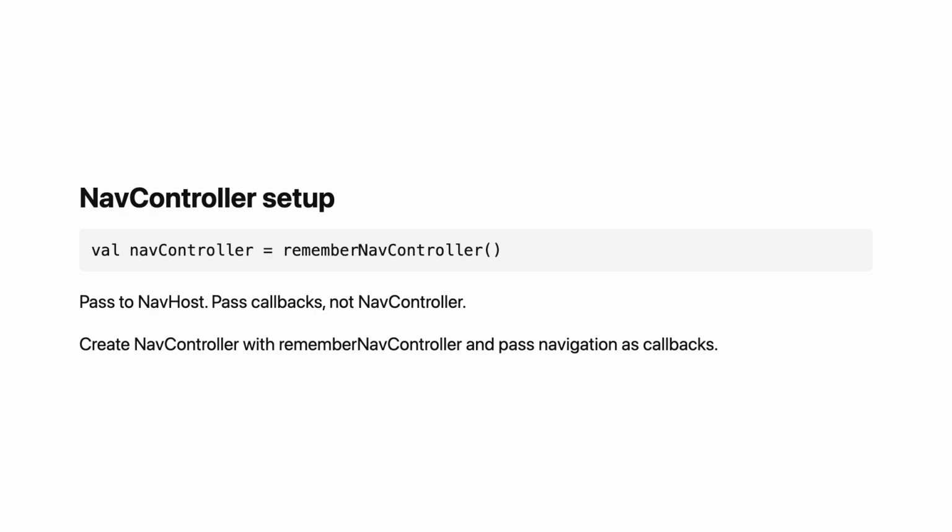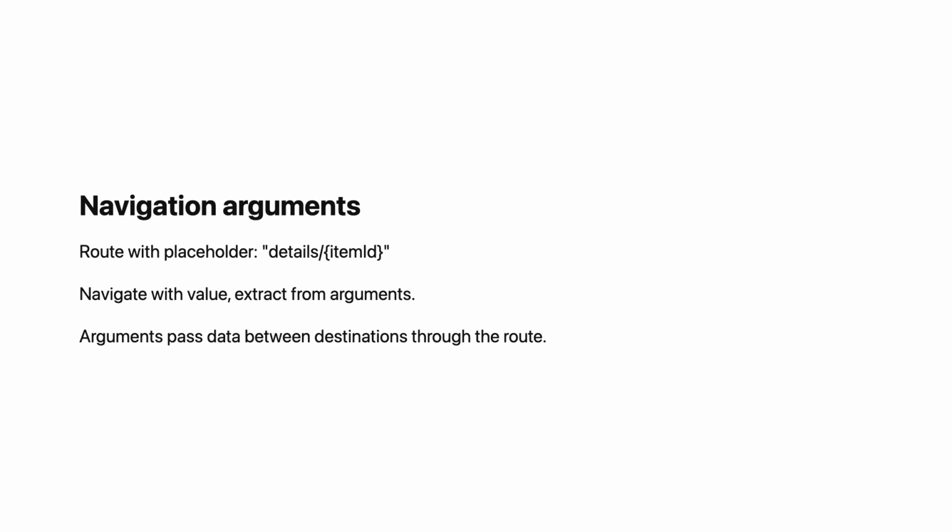Screens often need data. Show details for item 42. Load user with ID ABC. Define arguments in the route. composable("details/{itemId}") with type equals NavType.IntType. The route includes a placeholder. Navigate with the argument: navController.navigate("details/42"). Access it in the destination: backStackEntry.arguments itemId. Arguments pass data between destinations.